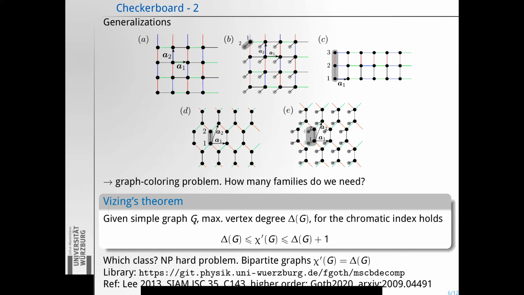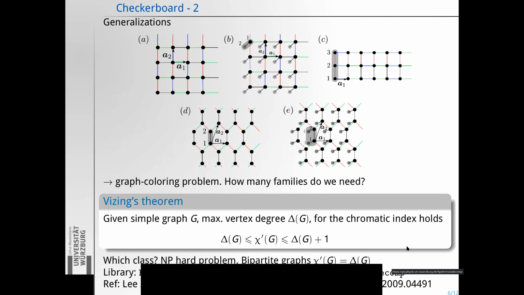So given a simple graph G with a maximum vertex degree delta of G, the vertex degree is similar to the coordination number. It counts how many edges a particular vertex has, and the maximum vertex degree is that considered over the whole lattice. It need not be regular. And then the number of families is given by the so-called chromatic index chi prime of G, and it is known that this can only take two values. Either it is the vertex degree or it is the vertex degree plus 1. So all graphs decompose into these two families.